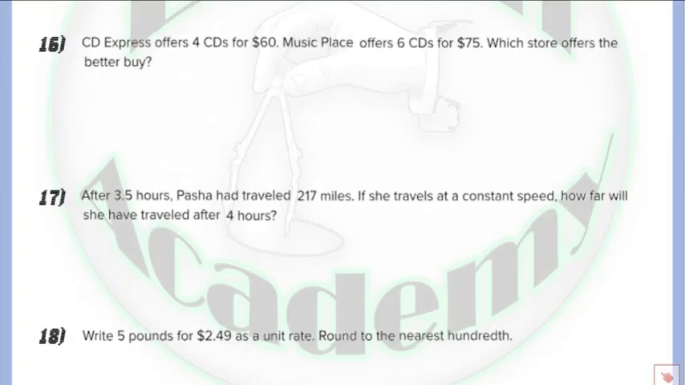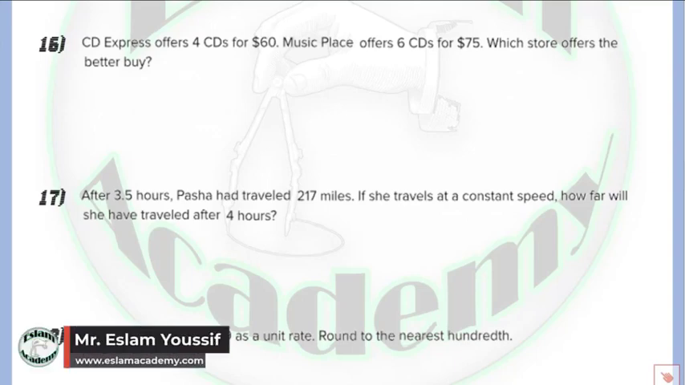In this relation, we are talking about 2 different stores. The first store offers 4 CDs for $60, and the second one is offering 6 CDs for $75. We need to find which one is giving the better offer. So we just need to find the unit rate of each one.